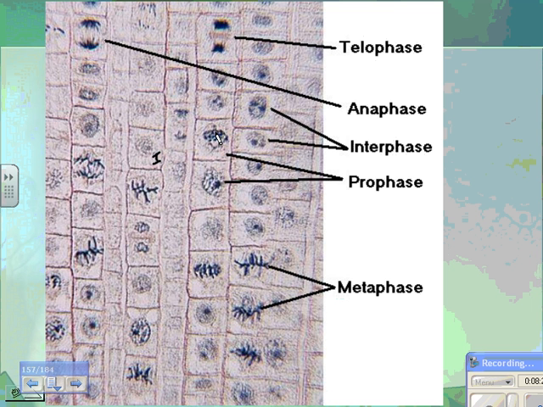Here's prophase, because you can see the chromosomes starting to condense. Here's metaphase, and here's metaphase. There's another good metaphase. The chromosomes are lined up at the middle. You can see with this one, the chromosomes are separating out. Here's another nice anaphase. And then in telophase, you can see it's two separate nuclei, and you're starting to form that cell plate for cytokinesis.